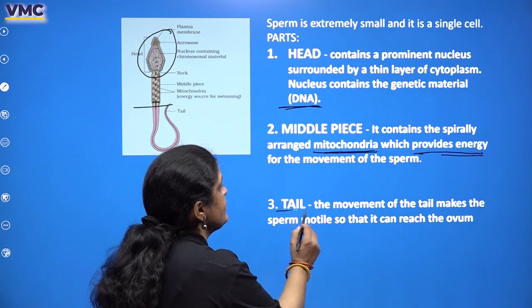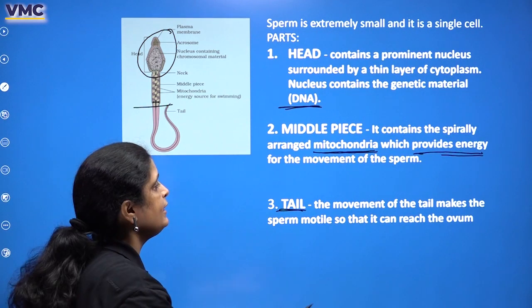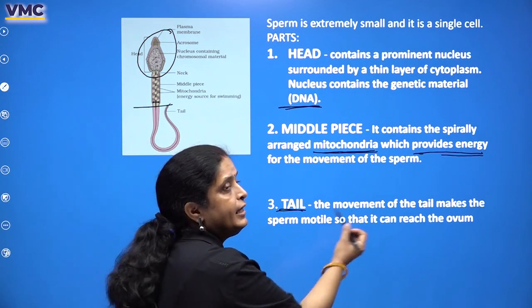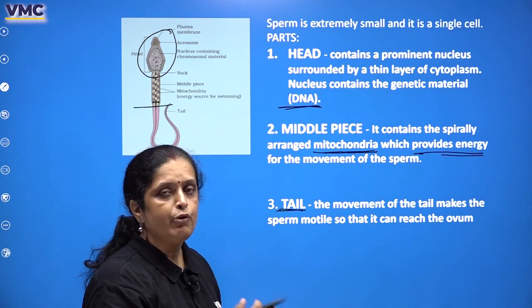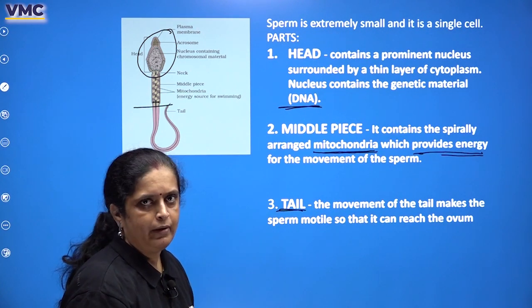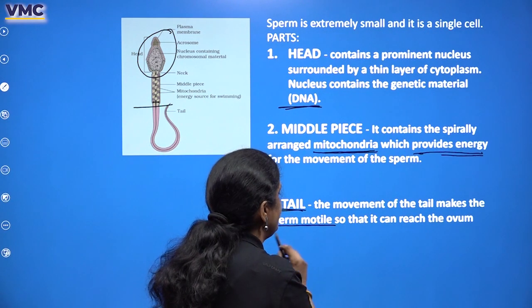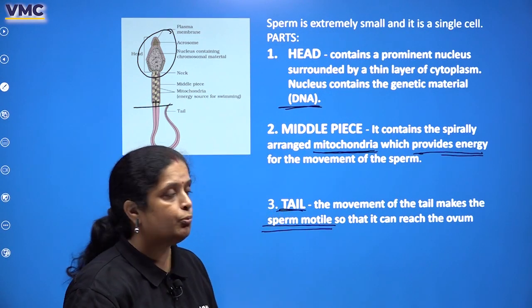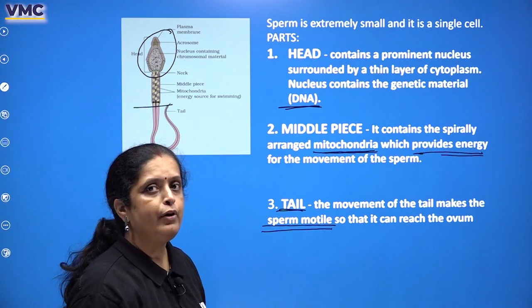The third part is the tail. This lower part which actually looks like a tail, this tail is giving movement to the sperm so that the sperm can swim across till the ovum, right? So the tail makes the sperm motile, that is, it makes it easier to move and reach the ovum. So this is how the sperm would look like.